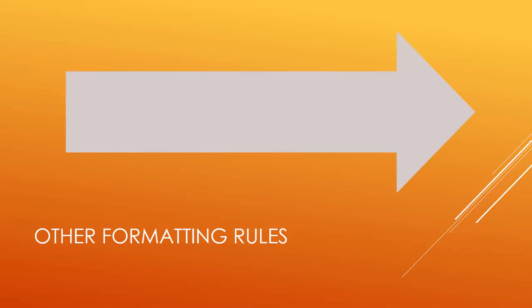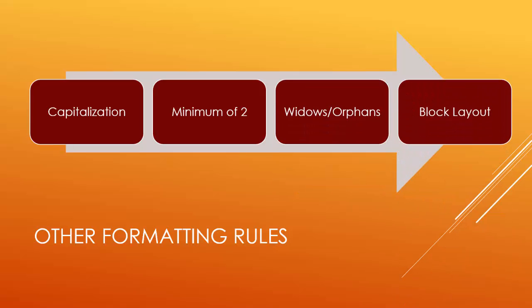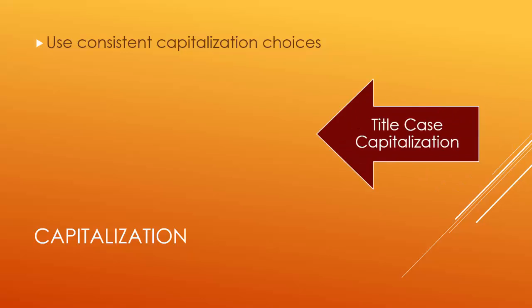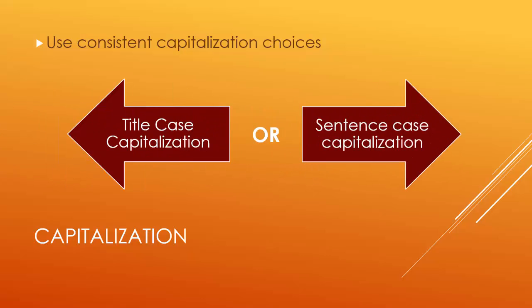There are a few other basic formatting rules for headings that you should note and remember related to capitalization, the minimum required number, widows and orphans, and block layout. Headings should be capitalized consistently. You can choose to use either title case capitalization, where you capitalize the first letter of all major words, or sentence case capitalization, where you capitalize only the first word and any proper nouns. Whichever choice you make, stick to it consistently throughout the document.